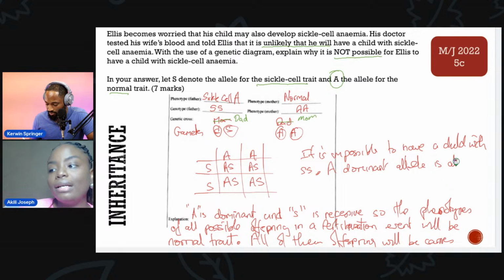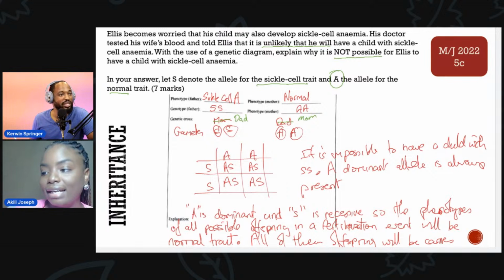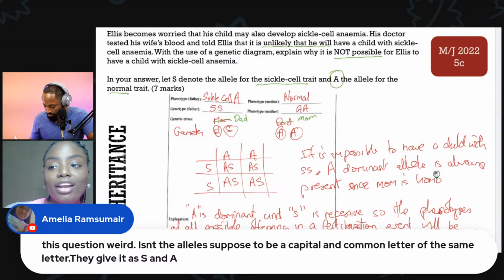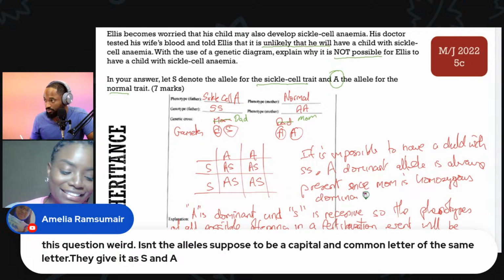Amelia is saying this question is weird. That's a very good question. The alleles are supposed to be the same letter, but they give it as they do in their question. They do weird things at times, right? But when they give you a code, you have to work with it. You just work with what it is, right?